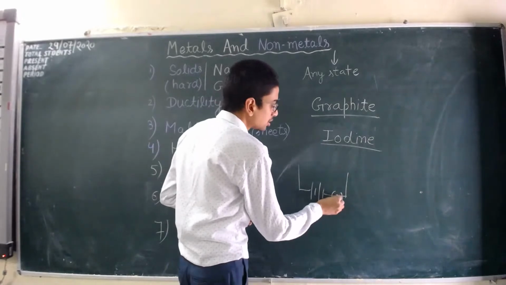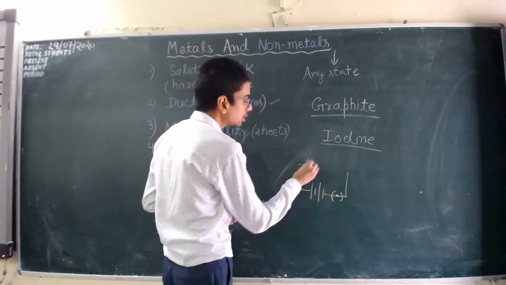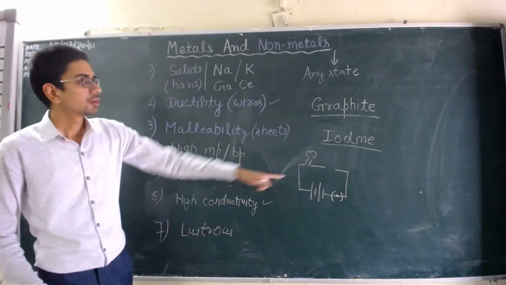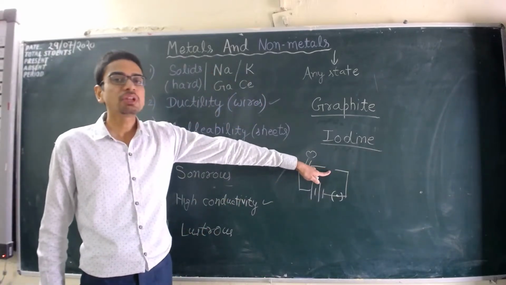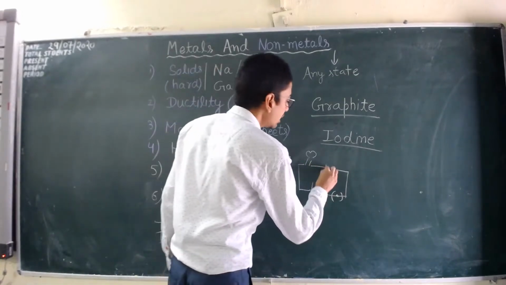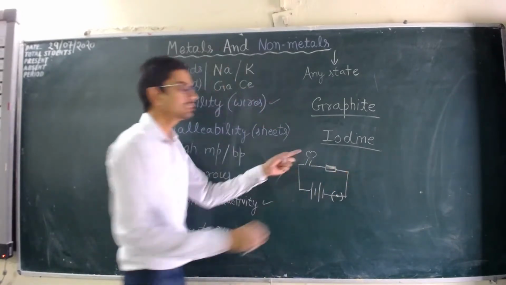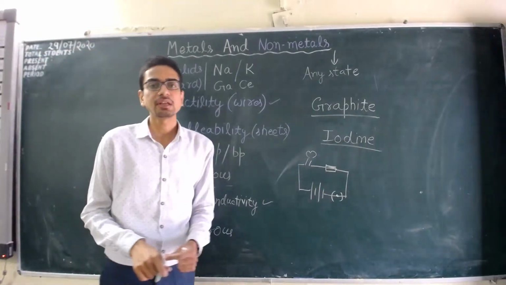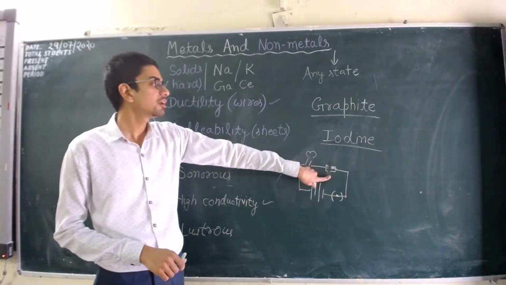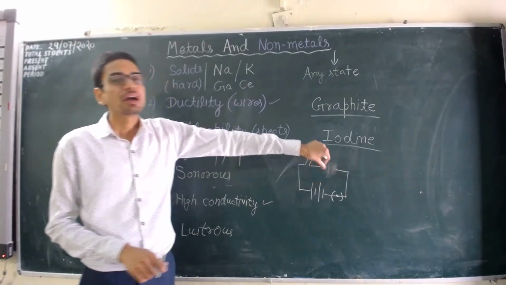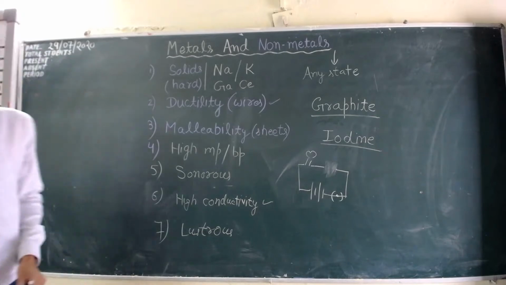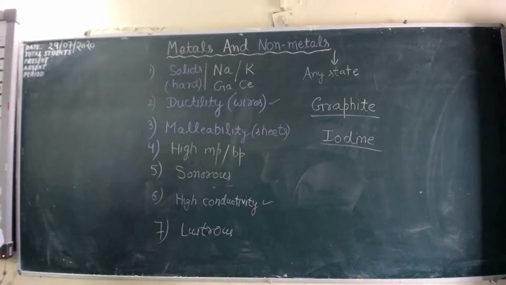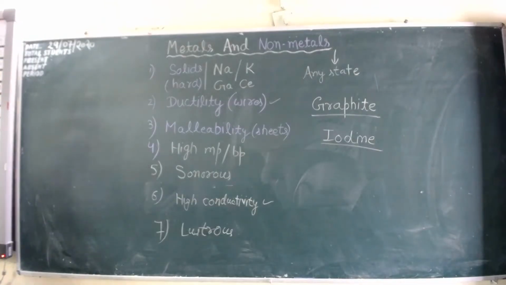You put a bulb, and if you put a metal in between the wires, the bulb starts glowing. It proves that metals are good conductors of electricity. While if you put a non-metal in the circuit, it will not glow, because non-metals are bad conductors of electricity. So these were the physical properties of metals and non-metals.